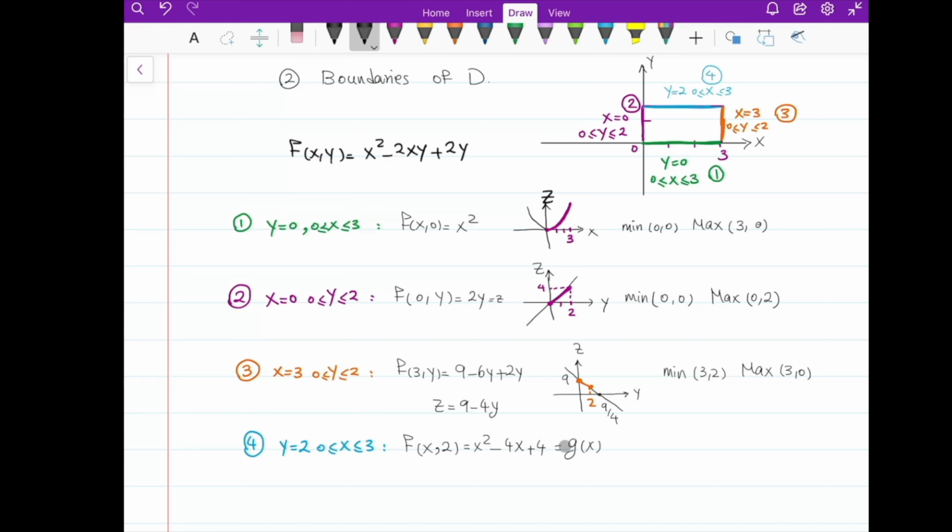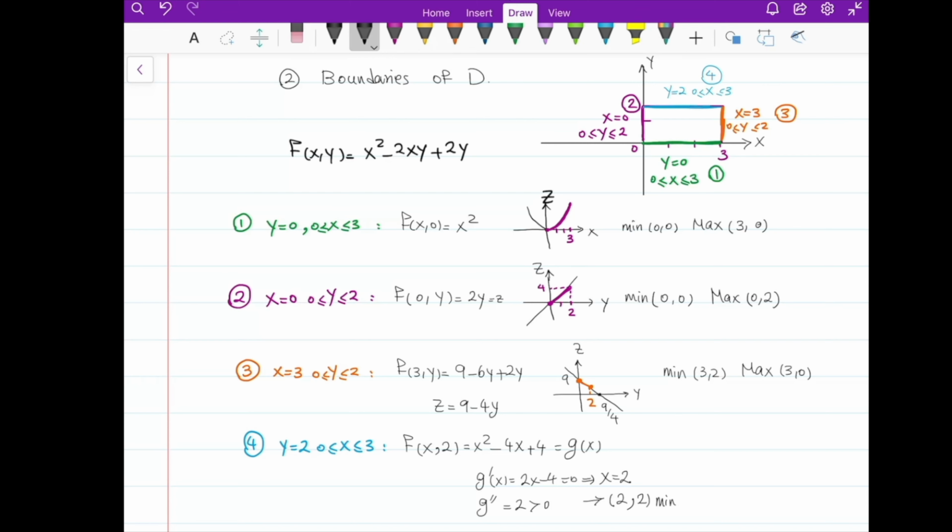So I just have a simple function of just one variable, and I need to find the maximum or minimum of that on this boundary interval. To do that, I'm going to take the derivative of that with respect to x, which is 2x minus 4. I'm going to set it equal to 0. x would be equal to 2. I'm going to use the second derivative, and since the second derivative is positive, the point 2, and the y coordinate of the point is still 2, is the local min.